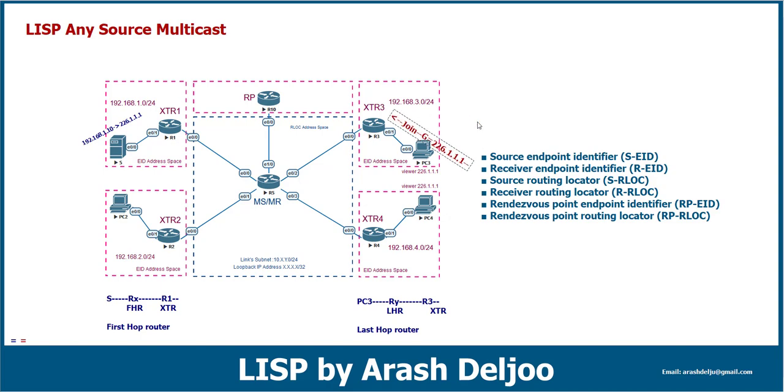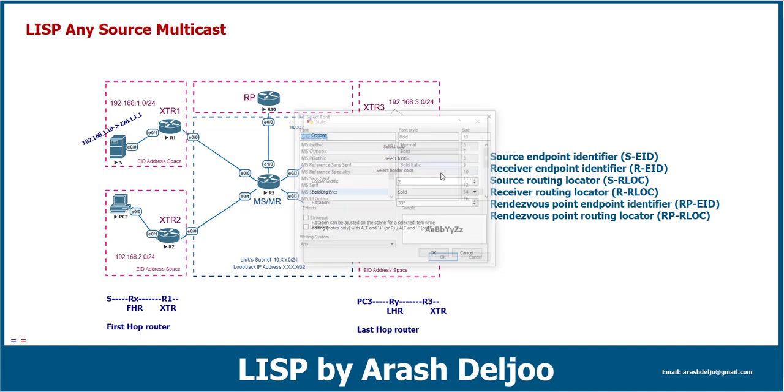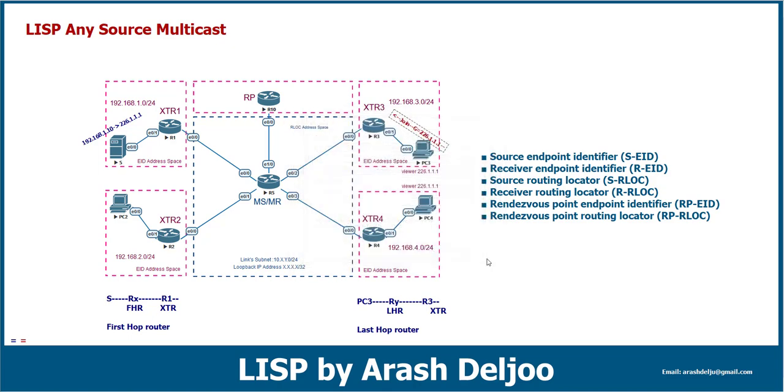The same process happens at PC4. I'm going to show you only the process for PC3, and you can do the same process yourself for PC4. Let me review. PC3 now means the receiver. When I say the receiver, I mean PC3. The receiver sends one IGMP join for this group, 226.111.